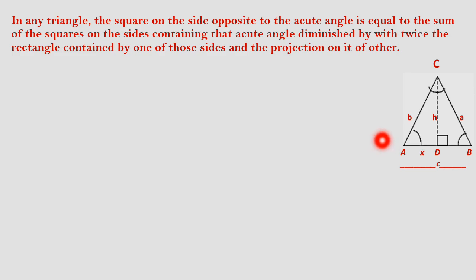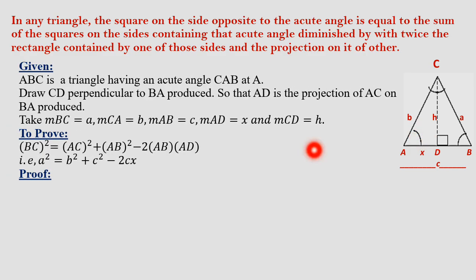In that theorem, students, we were given an obtuse angle triangle. Here we are given an acute angle triangle. The only difference between the two theorems is that the earlier theorem was related to the obtuse angle triangle, and this is related to the acute angle. The statement is: in any triangle, the square on the side opposite to the acute angle.